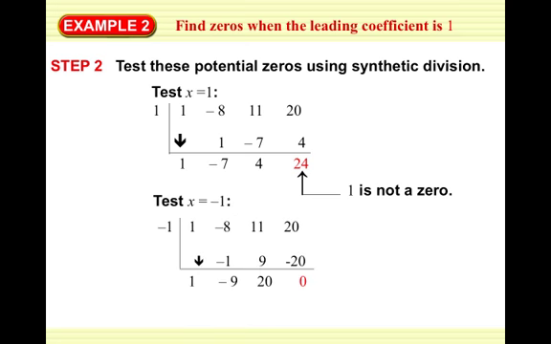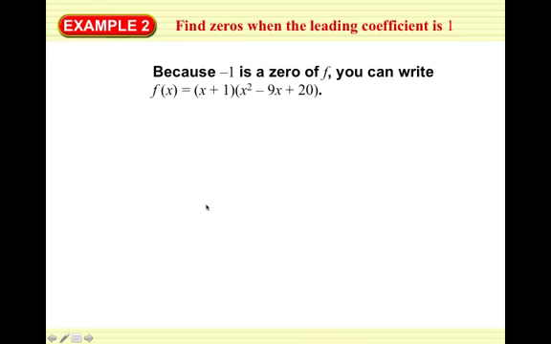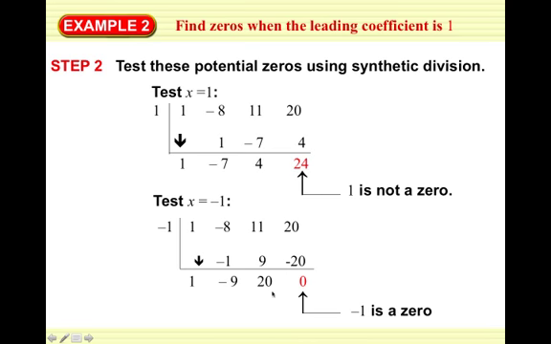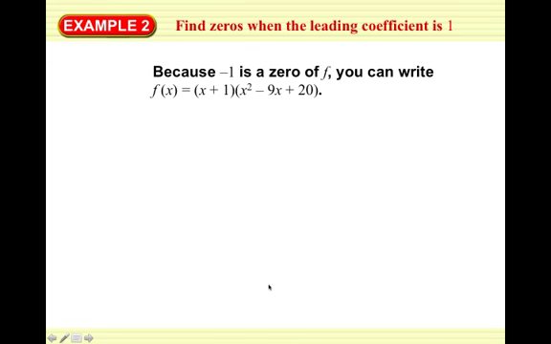So we try negative 1. And when we do negative 1, lo and behold, we get a 0. So we know that negative 1 is one of our zeros. We also know that we have a quadratic quotient here, because it always goes down by 1 degree, of x squared minus 9x plus 20. So our original f of x is going to equal x minus negative 1, so x plus 1, times that quadratic, x squared minus 9x plus 20.